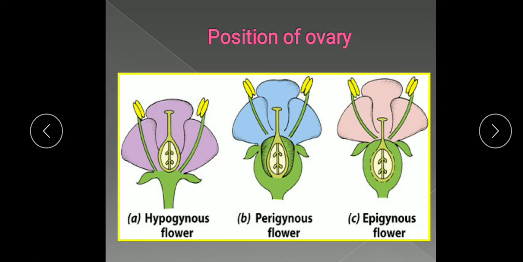So these are the three conditions on the basis of the relative position of floral parts on the thalamus and the position of the ovary.